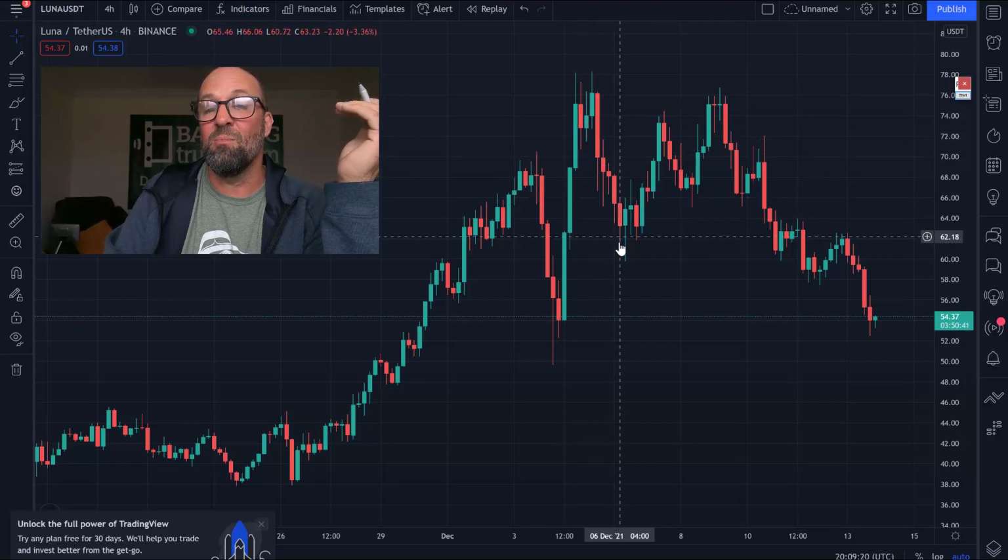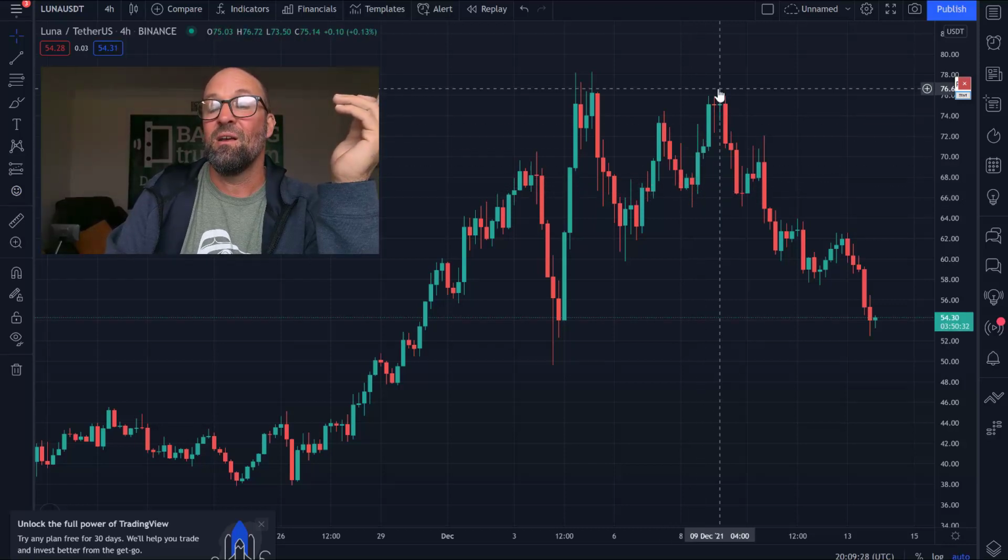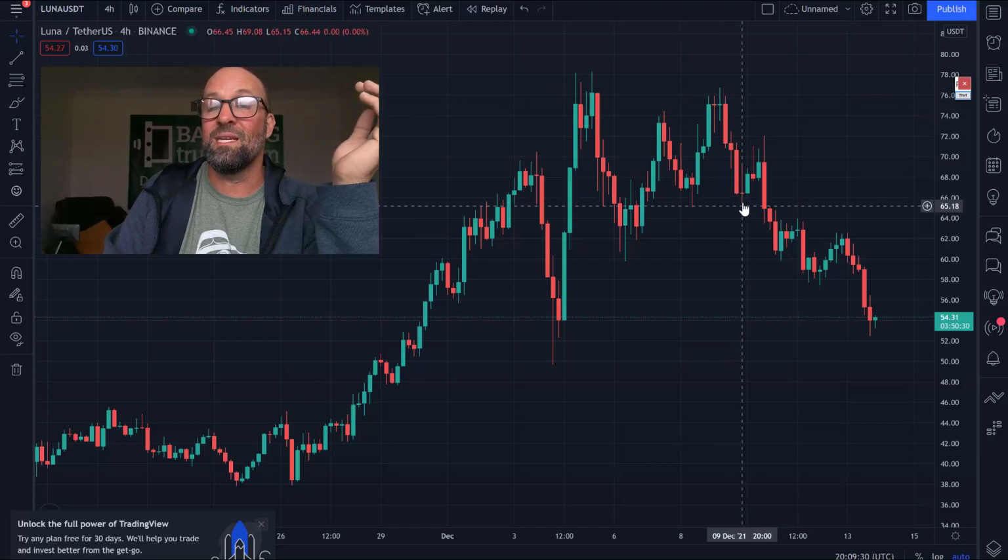We kind of fell below it a little bit, shot back above it. Again, you can see this little wick here. We retested it here. We retested it here. Again, these are 4 hours. Broke out, came down, retested.